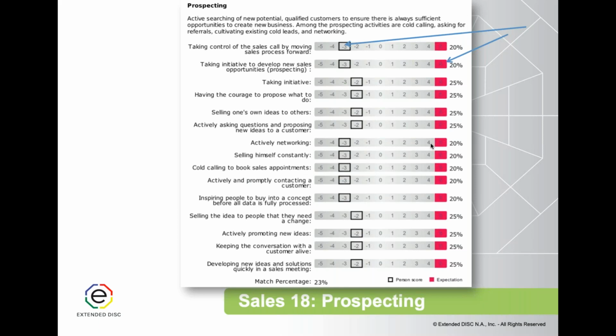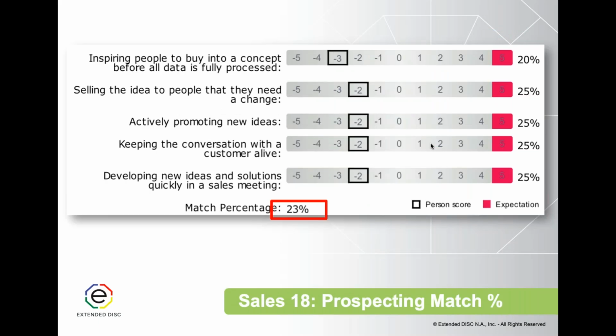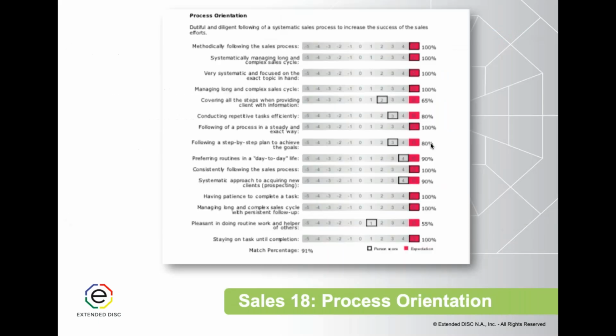Yeah, ideally, a person would score 5s all the way down the line, but in reality, it's difficult to find a person like that. I think we have another example where somebody has a higher match, but typically, in reality, it's really difficult to find.